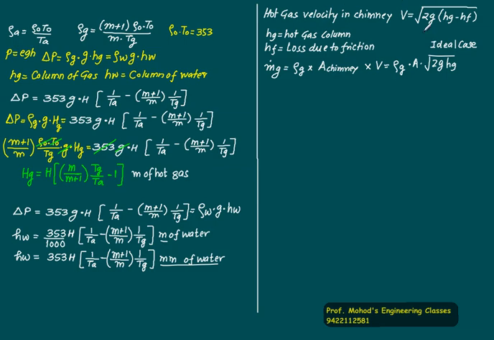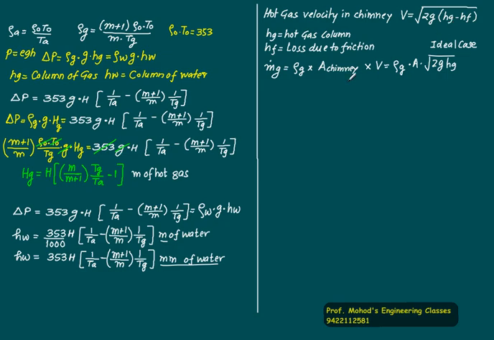gh. So in this case we have Hg minus Hf. The chimney is filled with the hot gases and Hf is the loss due to friction. In the ideal case we can neglect the value of Hf. So velocity will be under root of 2g times the column of hot gas, which equals Hg.